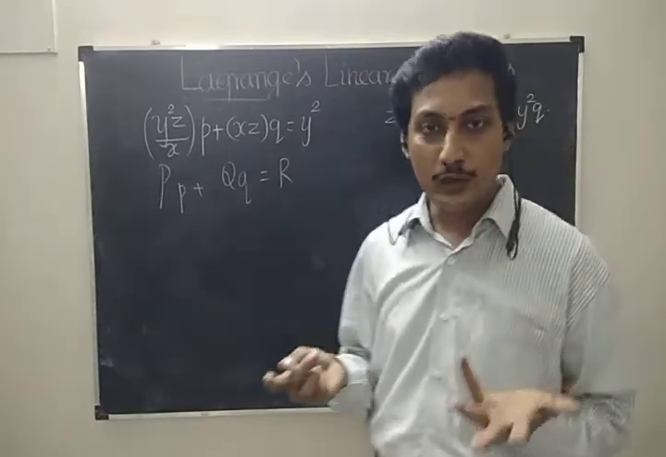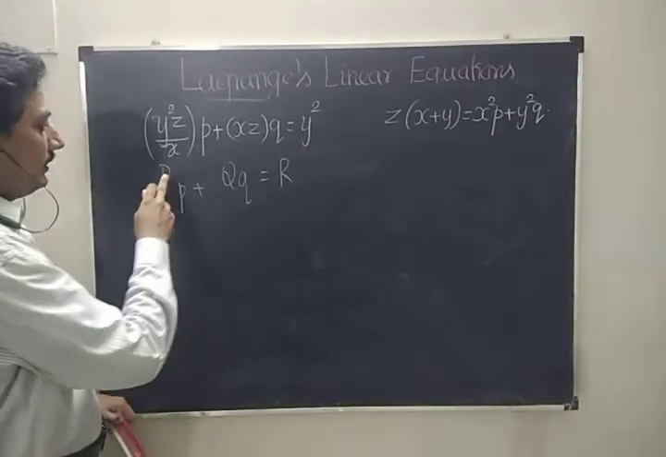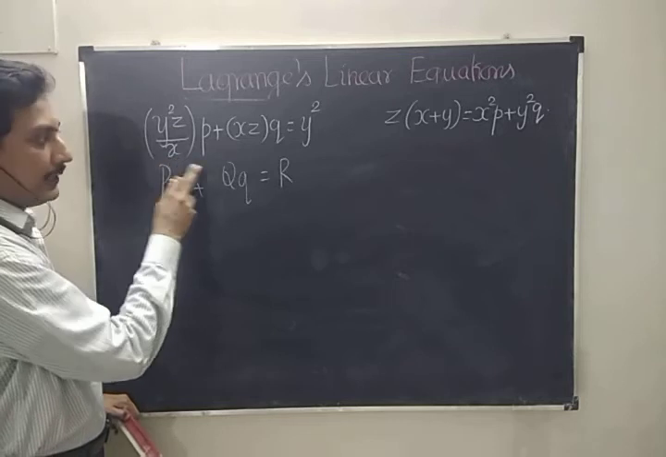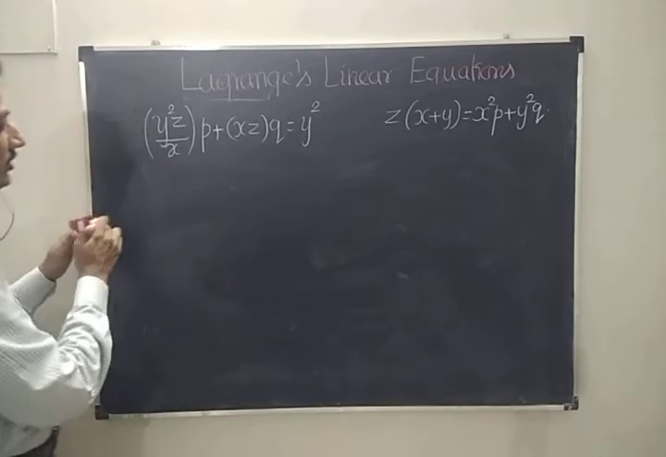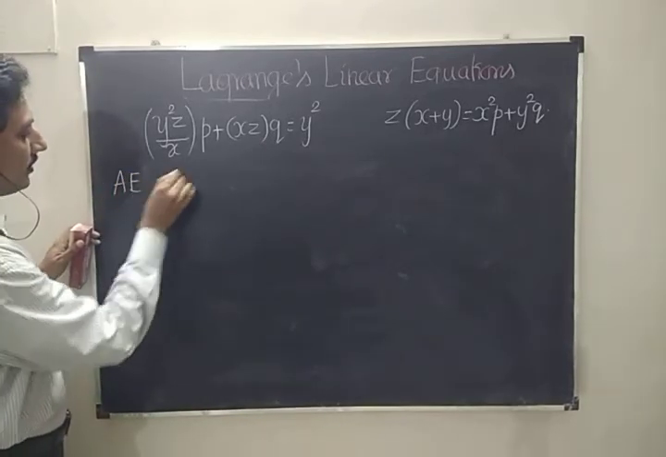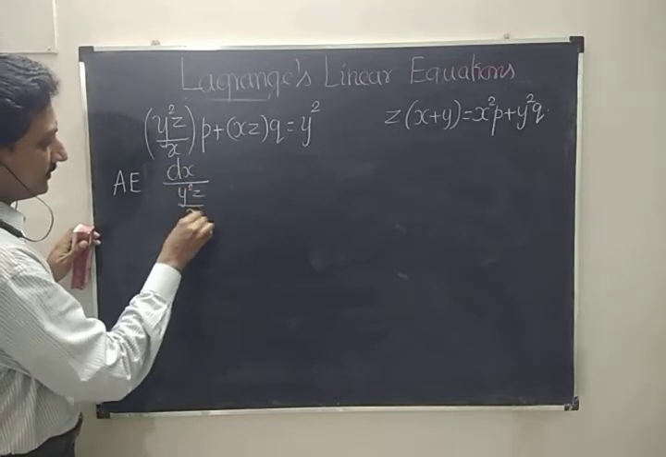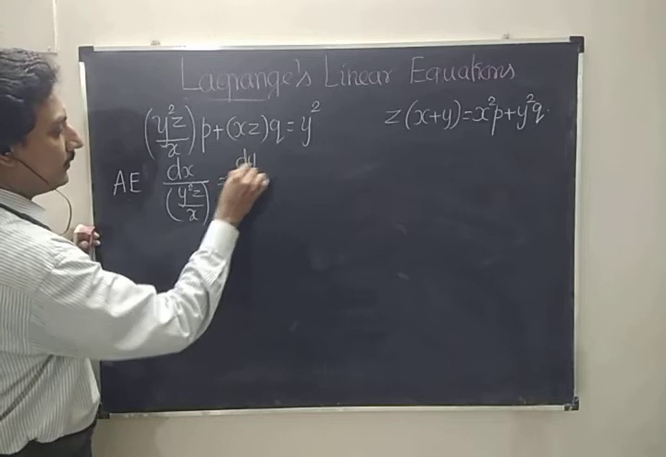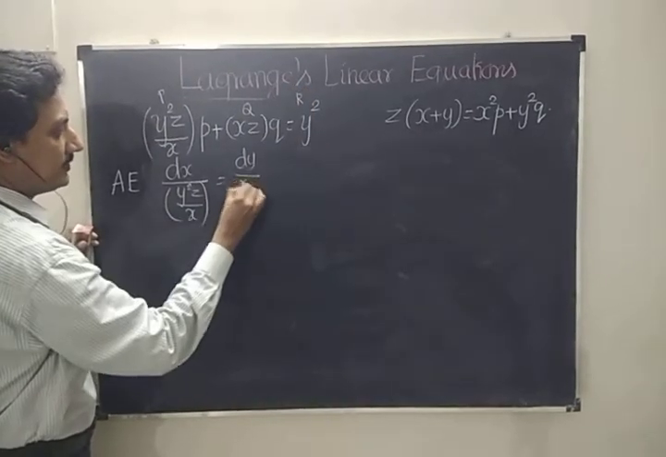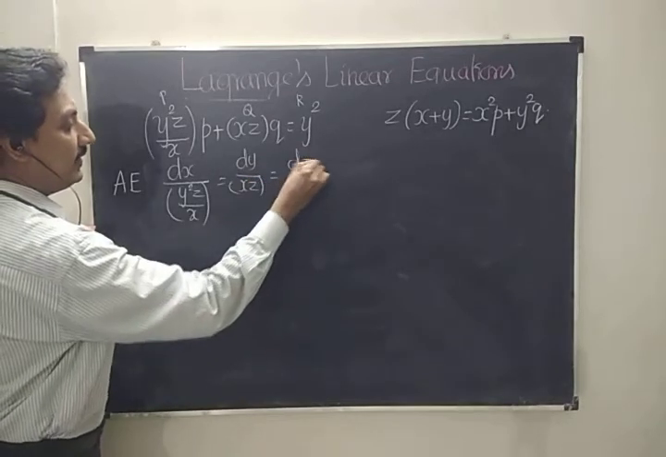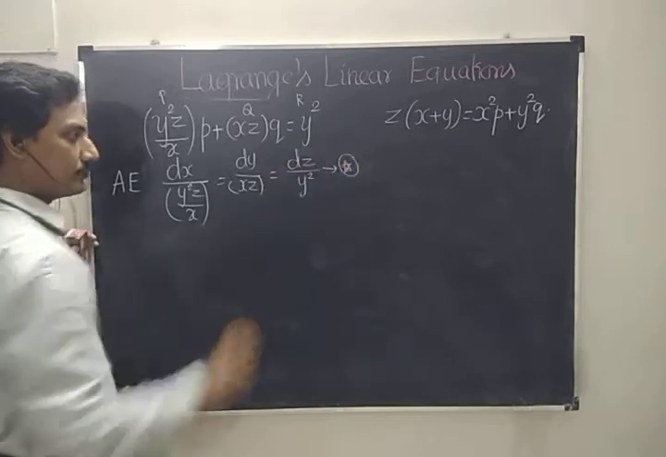So what are the auxiliary equations first of all? Let us write the auxiliary equations. In this problem, capital P is y squared z by x, capital Q is x z, capital R is y squared. So the auxiliary equations are dx by capital P, that is y squared z by x, dy by capital Q, that is x z, then finally dz by R, that is y squared. So this is my auxiliary equation.